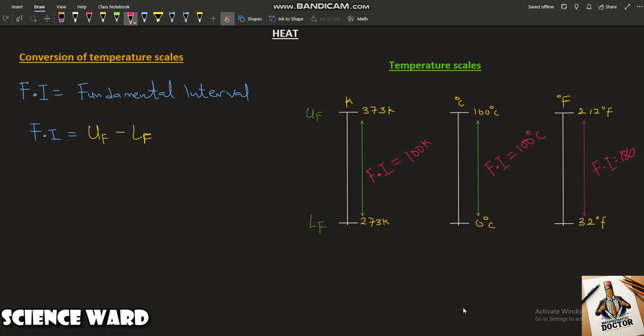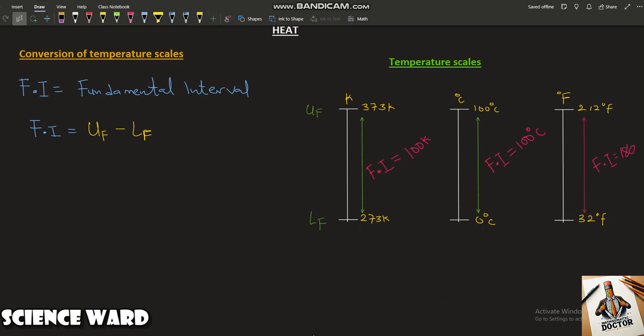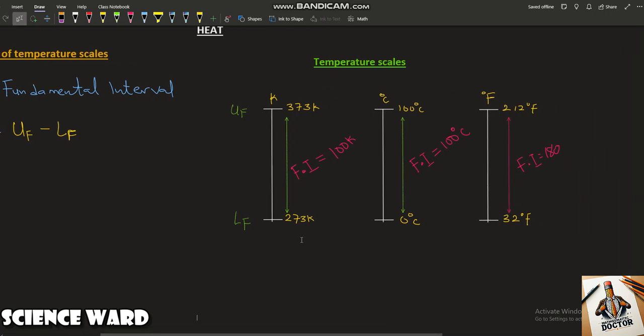Let's create a shift there. And that's going to be this, of course. Shift this a little bit. And that will be 180 degrees Fahrenheit. Okay, so there we go. Now you can see the fundamental interval across all the temperature scales.